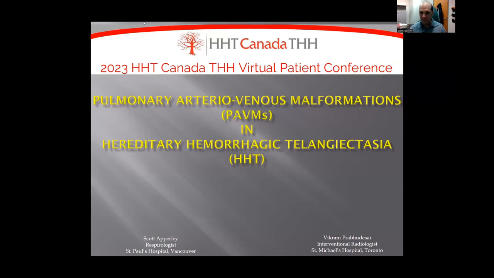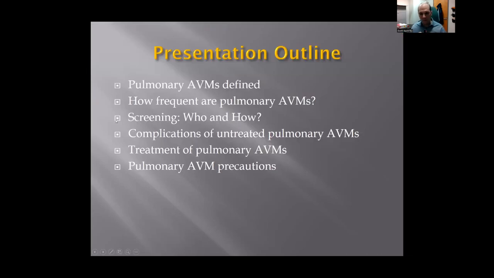And so as noted, we'll talk a bit about pulmonary arteriovenous malformations in HHT. We're going to talk a little bit about pulmonary arteriovenous malformations, how frequent they are, how we detect these and why we detect these in terms of the guideline-based treatment and some of the techniques that are used. Complications of untreated pulmonary AVMs, or I could say even large pulmonary AVMs, and then talk a bit about the treatment of pulmonary AVMs with Dr. Prabhudesai.